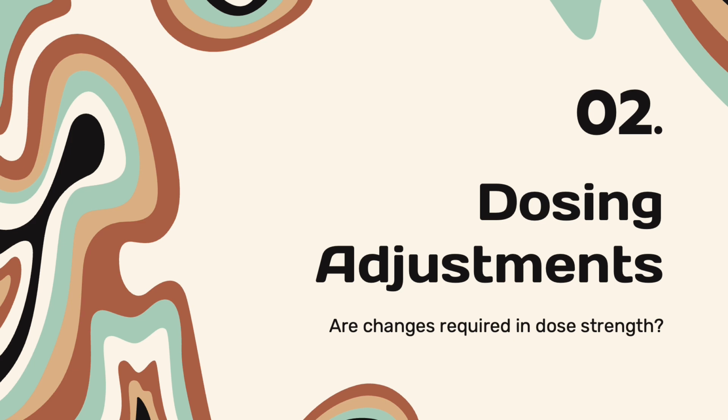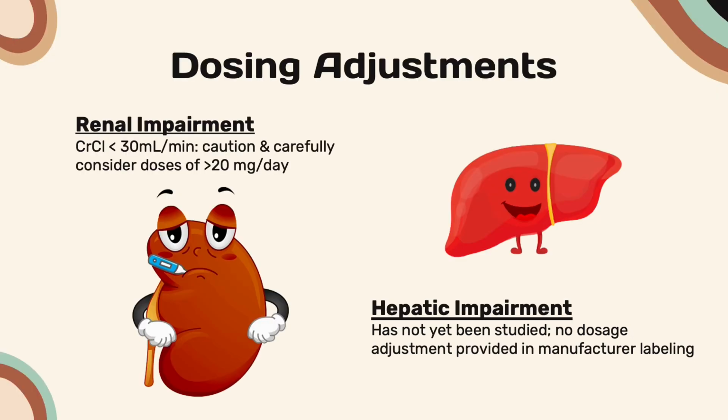Are changes required in dose strength? For patients with renal impairment with a creatinine clearance of less than 30 milliliters per minute, it is advised to use Altoprev or Lovastatin with caution and carefully consider doses of greater than 20 milligrams a day. In hepatic impairment, it has not yet been studied and no dosage adjustment is provided in the manufacturer labeling.